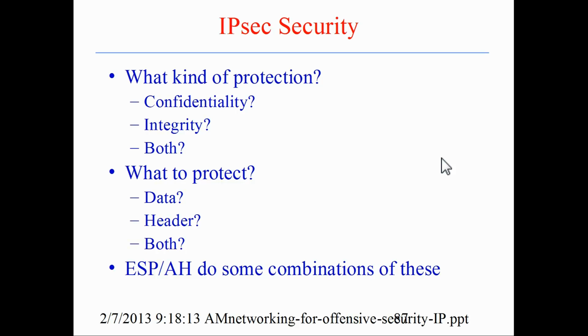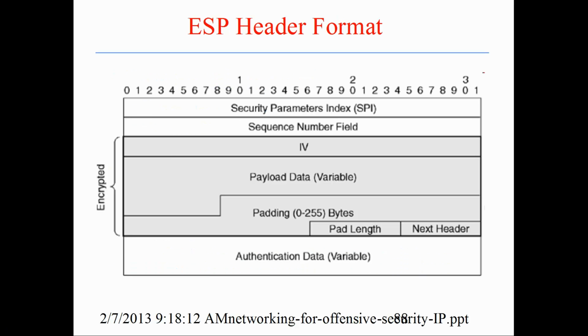So these modes have different costs, and so if you're deciding on it, you have to decide whether or not you want to provide just confidentiality or you also want to provide integrity. And what do you want to protect? Do you just care about the data, or do you also care about the IP layer headers and having complete anonymity on the internet at the IP, the network layer?